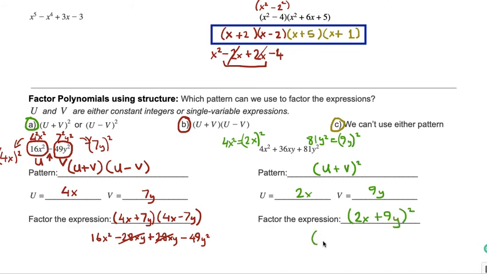And let's verify that's true. So 2x plus 9y times 2x plus 9y, right? And let's FOIL that out. 2x times 2x is 4x squared, right? 2x times 9y is 18xy. 9y times 2x is 18xy. And 9y times 9y is 81y squared. And see that middle there becomes 36xy, right? So we verified that's true.